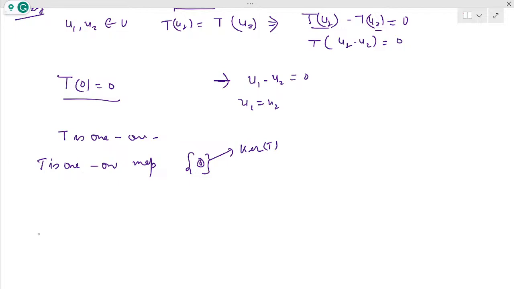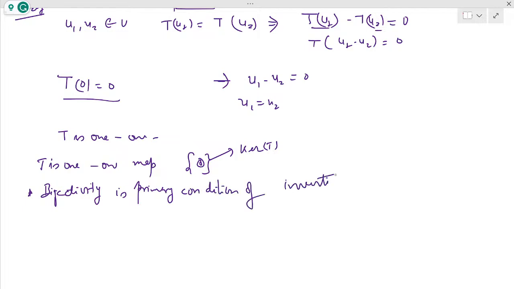Now remember, in standard 12th you must have read that whenever your mapping is bijective, an inverse function can be defined. So bijectivity is the primary condition for invertibility, if you remember from your standard 12th. So remember, if bijectivity holds, then T inverse is defined. That is, the inverse linear transformation is also defined.